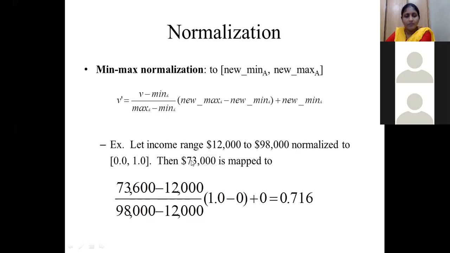Okay? So then 73,000 is mapped to this. Suppose you have an income value of 73,000 for a person, after normalization what will this value become? ఈ 73,000 మ్యాపింగ్ అయిన తర్వాత ఏమవుతుంది అనేది మనం క్యాలిక్యులేట్ చేయాలి. మనం ఫైండ్ అవుట్ చేస్తుంది V డాష్. So V అంటే ఏంటి, దీనికి మనం క్యాలిక్యులేట్ చేస్తున్నాం.